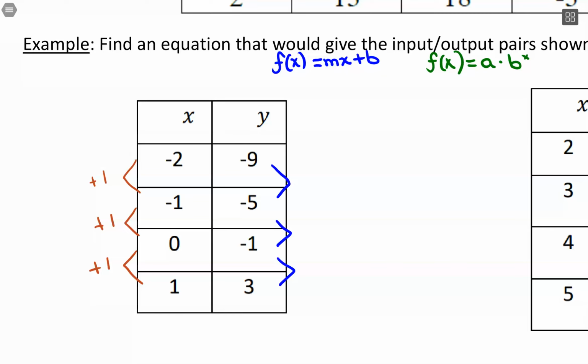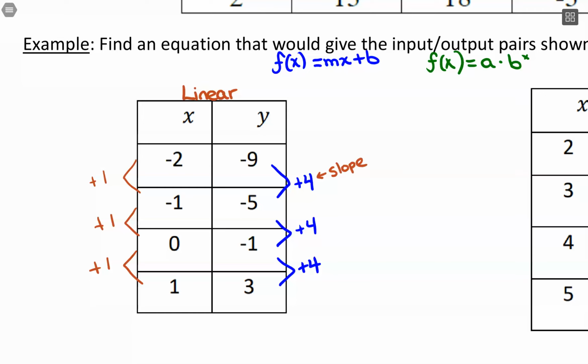So to get from -9 to -5, I typically start with linear, just because it's kind of easier to think about addition, subtraction of things. So to get from -9 to -5, I would need to add 4. And I could see, well, to get from -5 to -1, add 4. And then it just has to hold true across the entire table, which it does. So what we get from this is, since we're adding, that tells me that this is linear. And with that, we have our slope of +4.